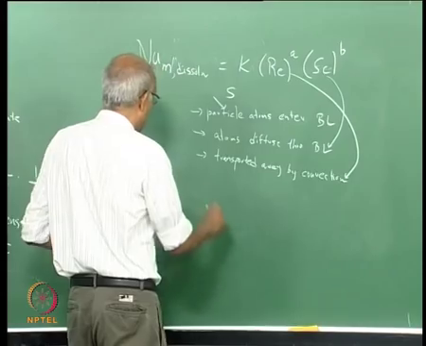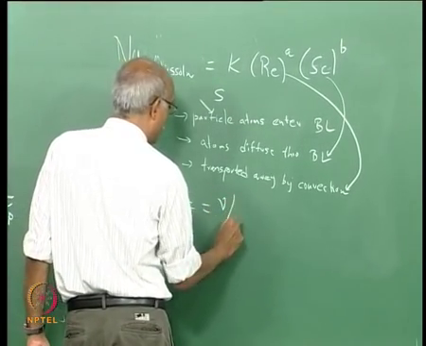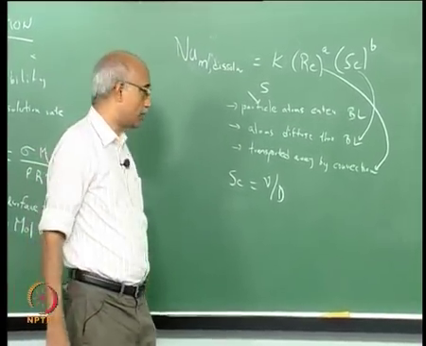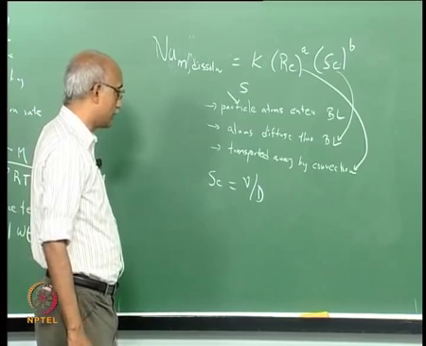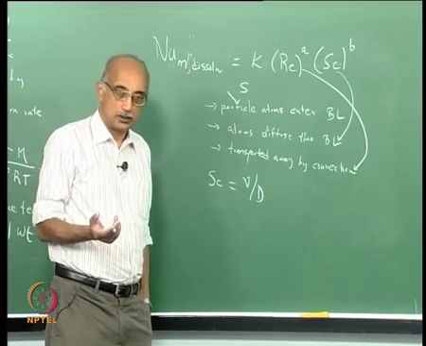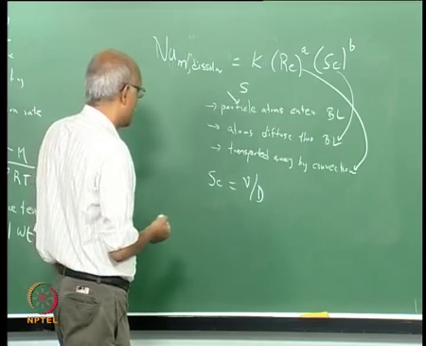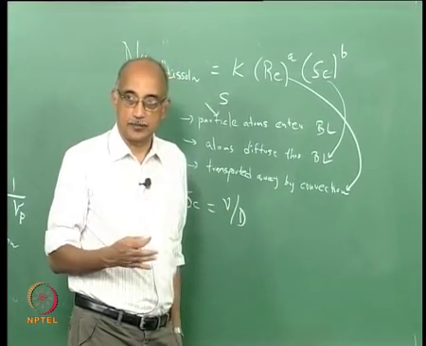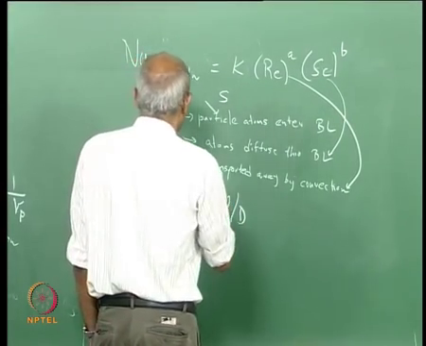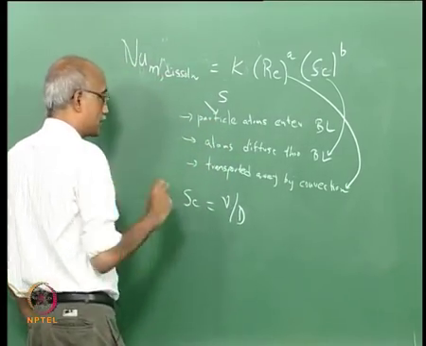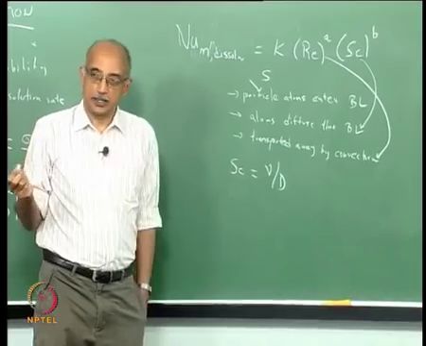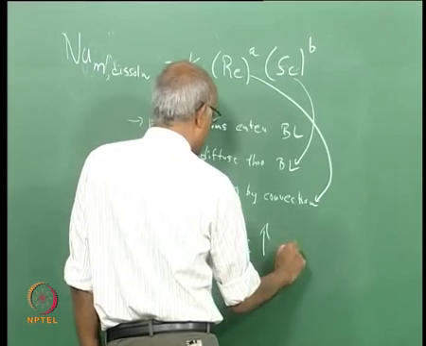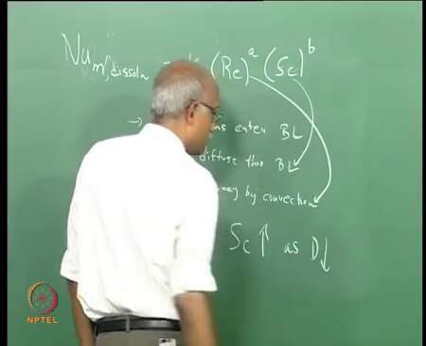Now, the expression for Schmidt number of course is nu by d. So, for a given liquid in which the particle is dissolving, the lower the diffusivity of the particle, the greater will be the Schmidt number. So, the Nusselt number for mass transfer has an inverse relationship to diffusivity. So, Schmidt number will essentially increase as d decreases.